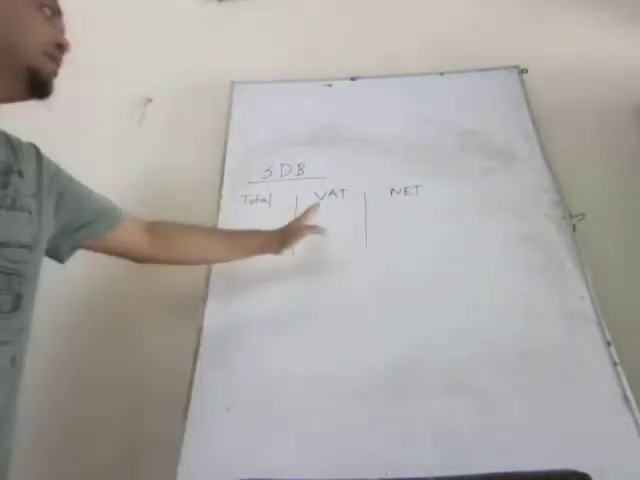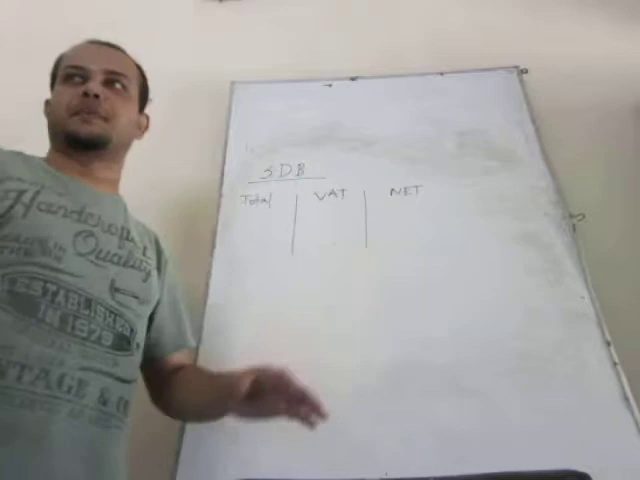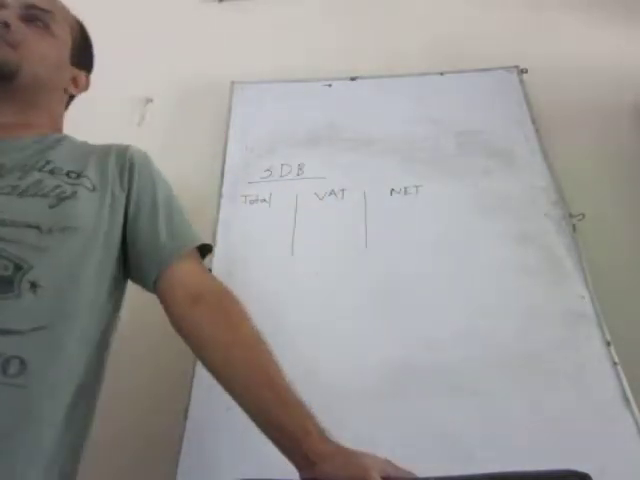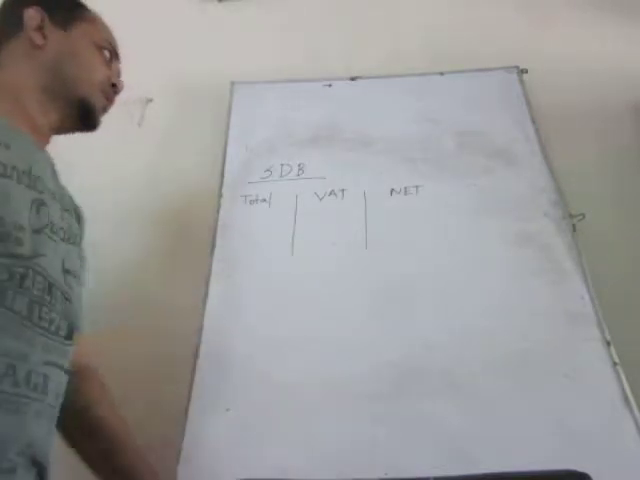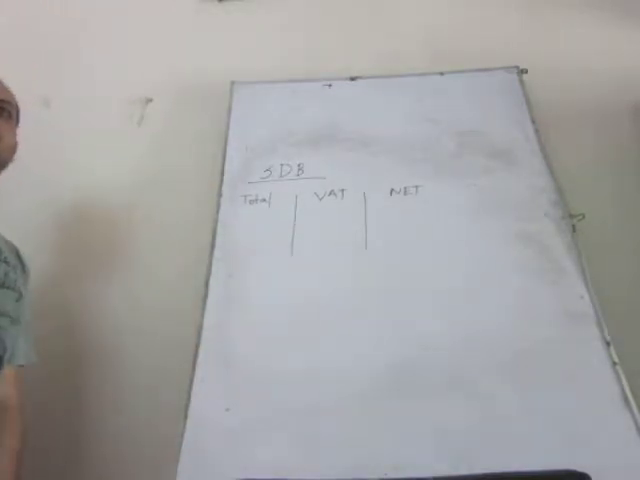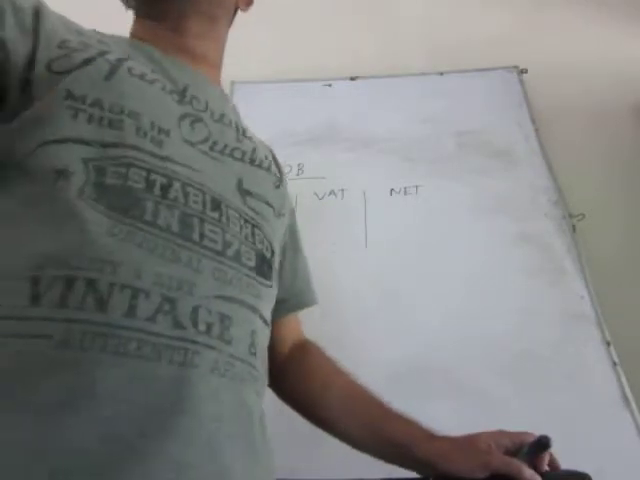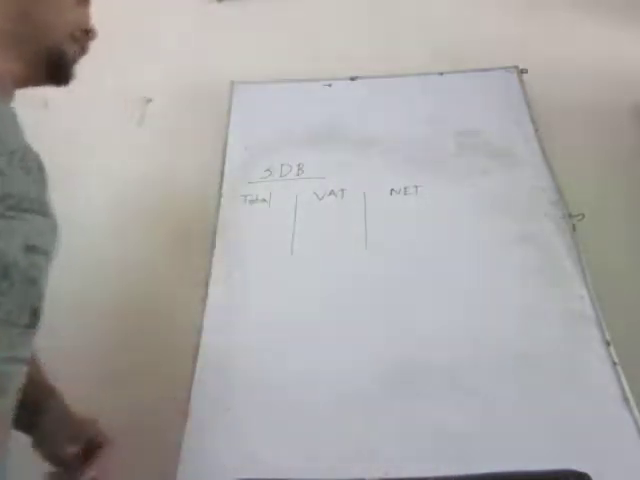These are the three main columns. Some other columns may also be there, but mainly these three columns should be there in the sales table. Any kind of sale, as we have already discussed in selling and purchasing, may be related to VAT. We will discuss VAT in a different chapter. So VAT may be there.